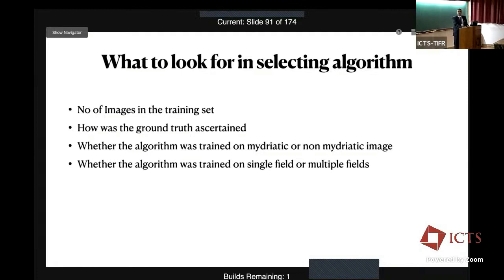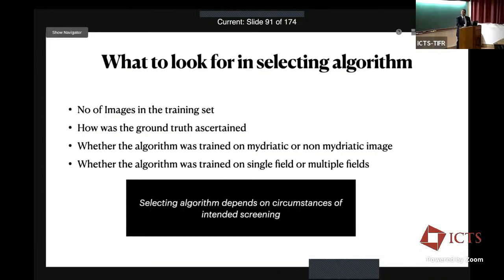Whenever you are looking for an algorithm, try to see these parameters, whether the algorithm was trained on a dilated image or a non-mydriatic image, because many of these, when they are trained, they take the best images, and when we use it in real life, the image quality is not that great. Whether it was trained using a single image or multiple images. Basically, you want to select an algorithm depending on the circumstances of intended screening. So if you are planning to screen using a single 45-degree photograph, try to use the algorithms which have been developed based on that.